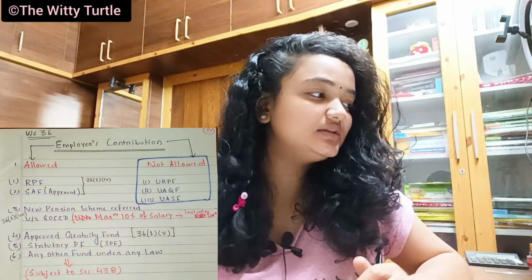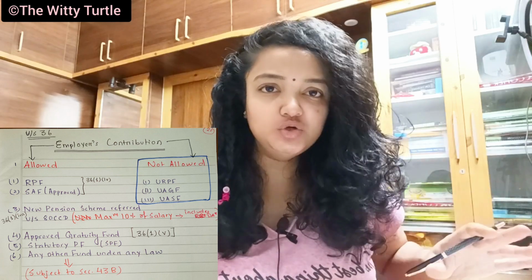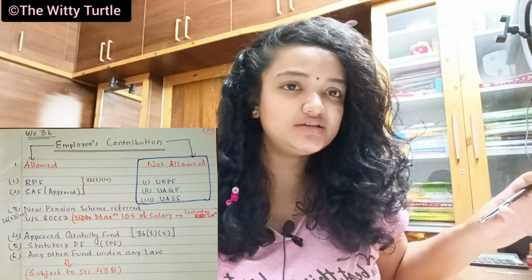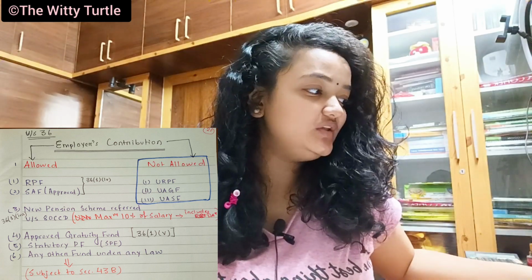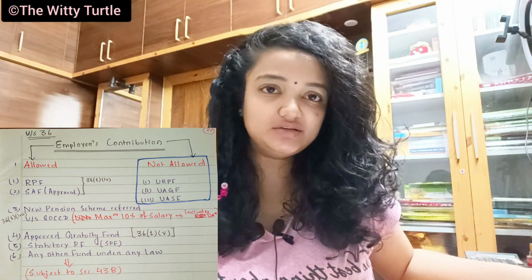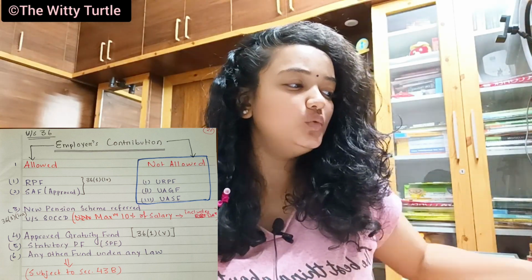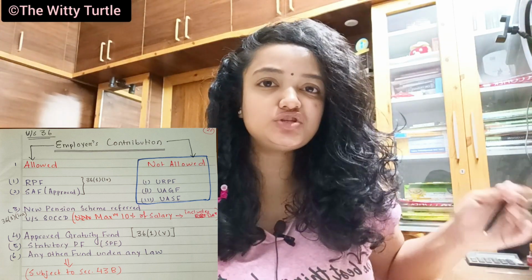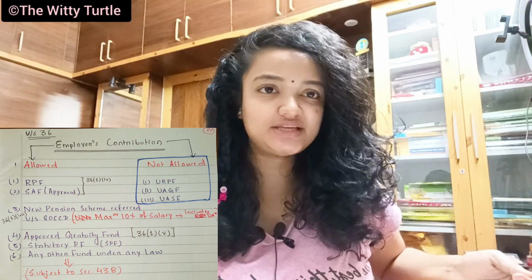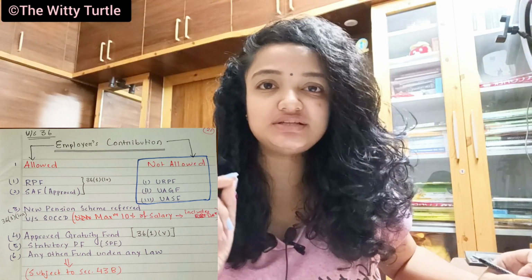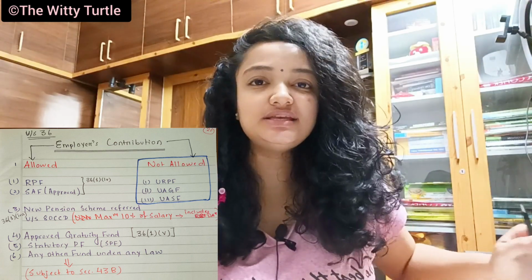So simply look at the diagram which I have put on the screen. It says that the employer contribution is divided into 2 parts, right? Look at the right hand side diagram. It has only 3 aspects, right? 3 items which we will study further. But now we will focus on only the 6 items which are given on the left hand side, which says that the employer's contribution is allowed as a deduction only in these 6 cases.